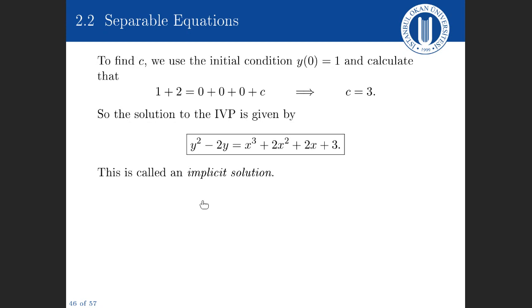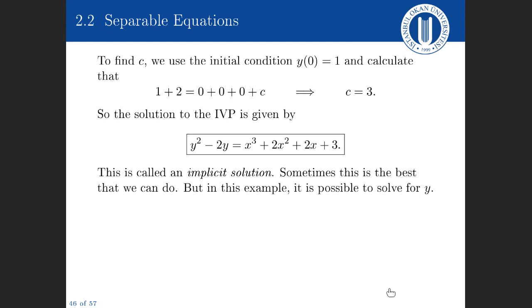We have a solution which includes a function of x and a function of y. A solution like this is called an implicit solution. And sometimes this is the best that we can do. Sometimes at this point we need to stop our answer. But in this example, it's possible to go further. It's possible to solve for y.